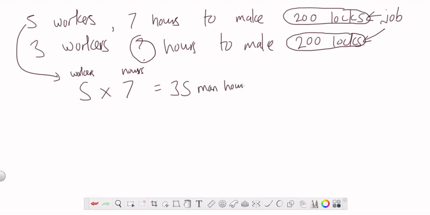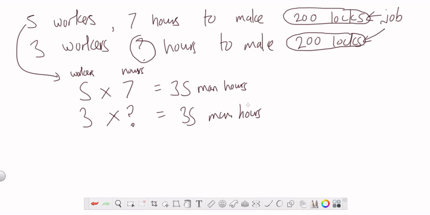That's put into the work to get the job done. All right, to get this job done. Now this time we've got 3 workers. We don't know how many hours. Okay, we've got less workers. Obviously they're going to have to work a lot harder now to compensate for the people who are not here to get the same job done.